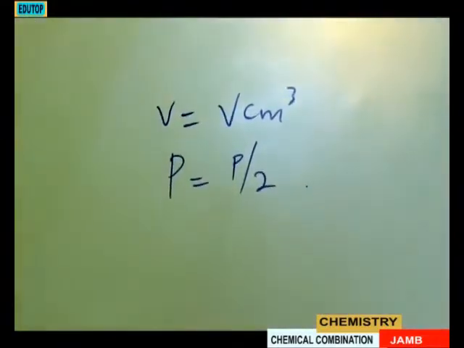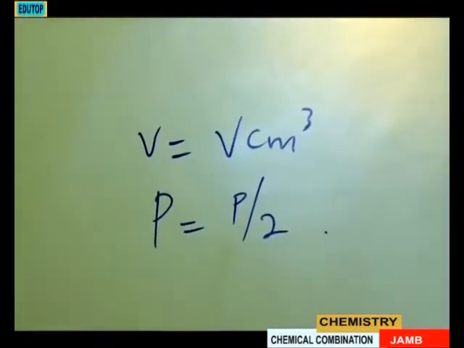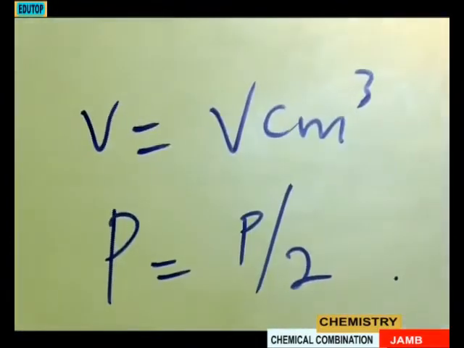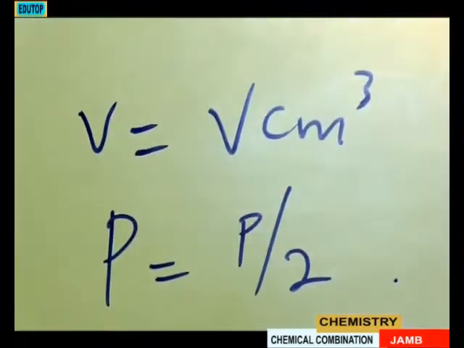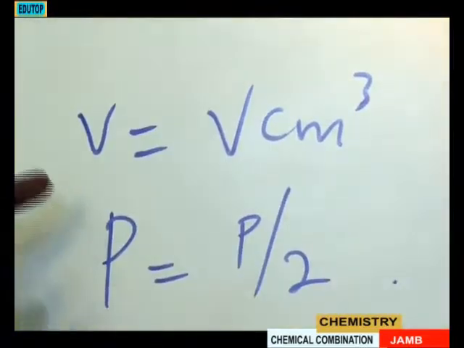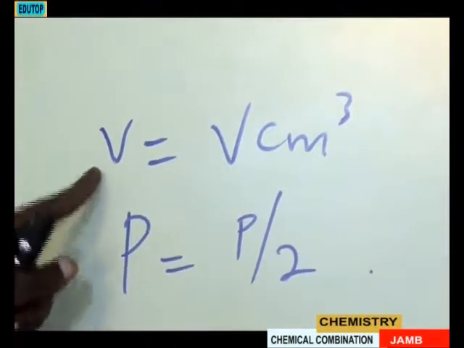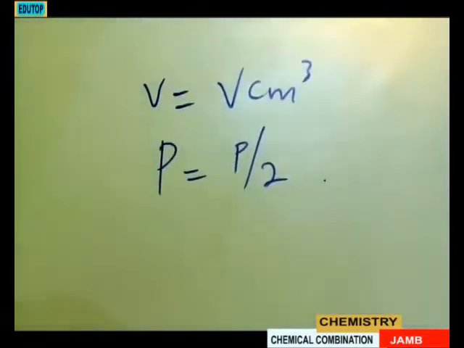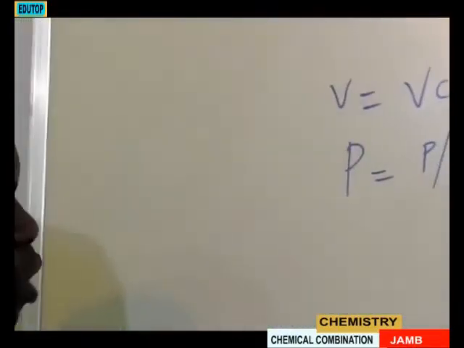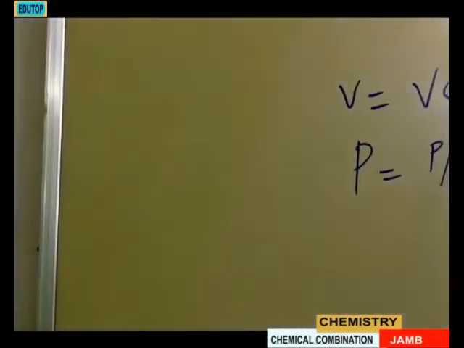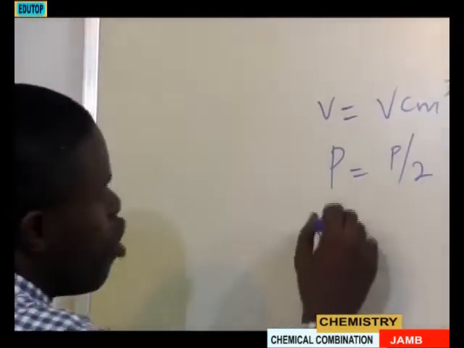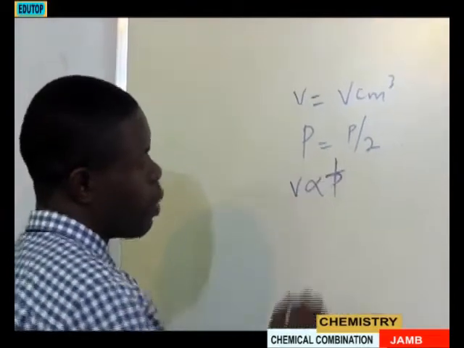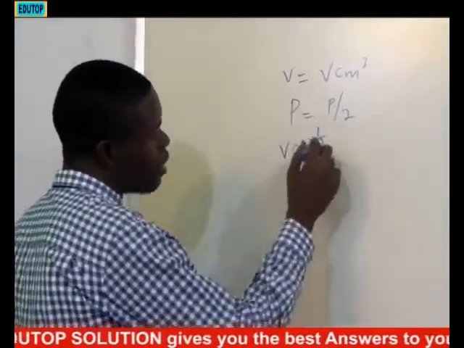So even without any calculation, common sense will tell us that this is a volume pressure relationship, and which one of the laws talks about the volume pressure relationship? It is definitely Boyle's law that talks about that. And since it is Boyle's law, which says that the volume is directly proportional to pressure, so it's inversely proportional to pressure rather. So the volume is inversely proportional to pressure.